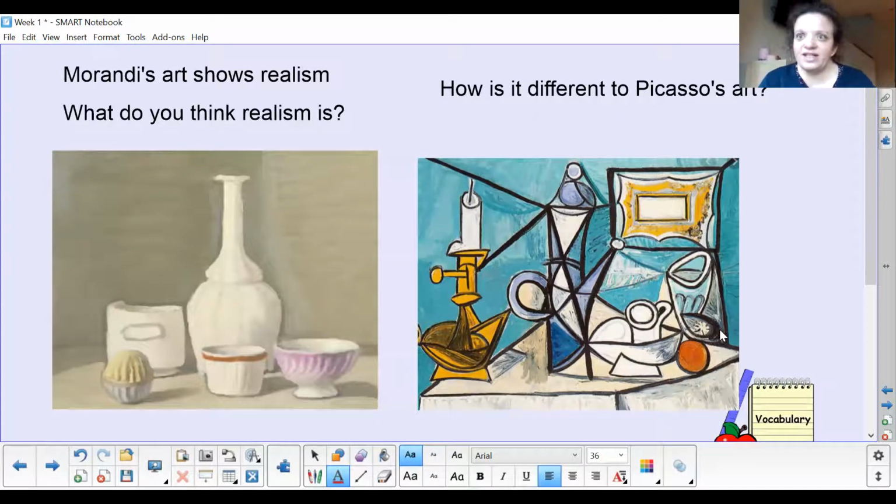Pause the video and write it down. Okay, so realism is making things look real and making them look like they do in real life, making them true and accurate. So you can see here he's used different colours, he's used different shapes, he's made things look quirky and leant over and all those different things. Meanwhile here, it looks like how we would find a vase, a pot and a cup and a bowl and things like that. So realism makes it look real.